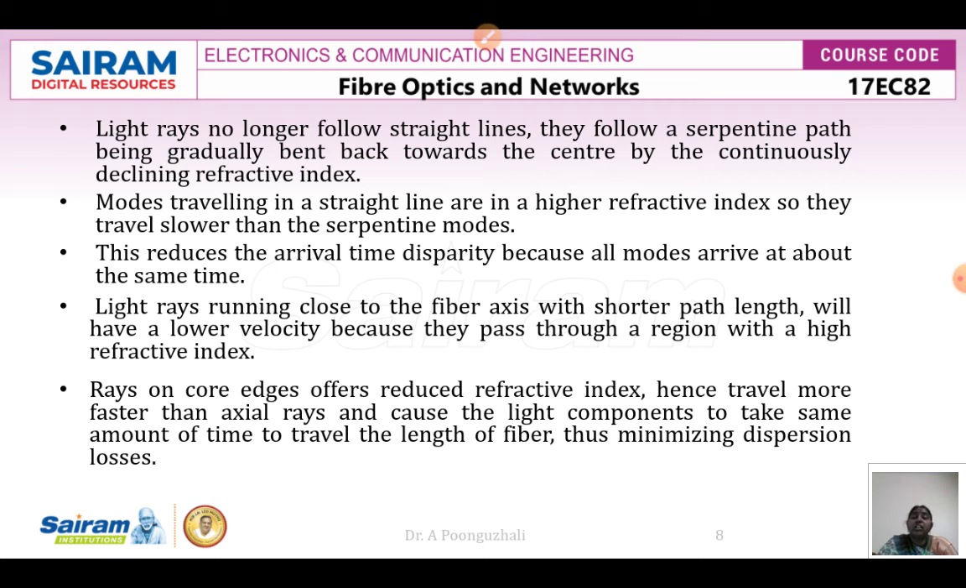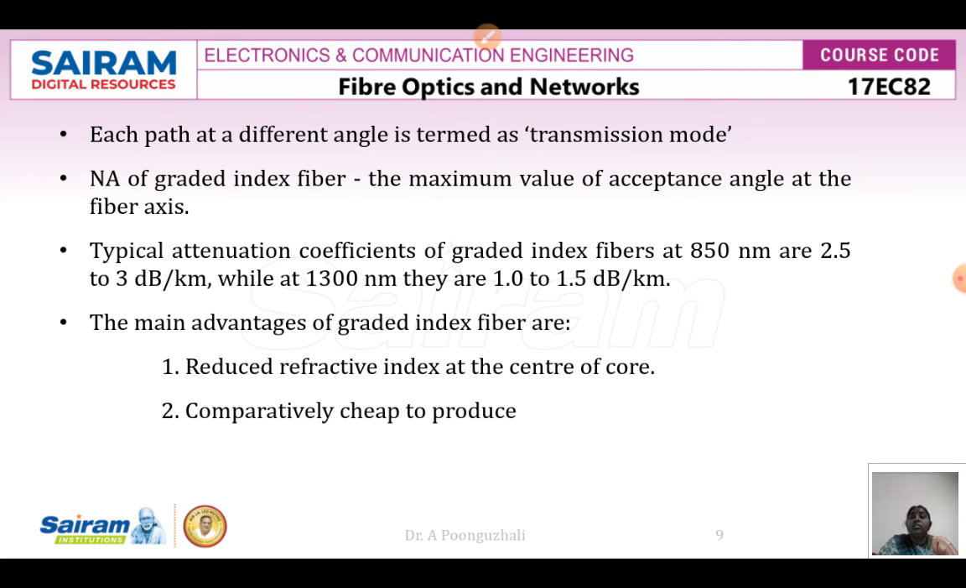So here the rays on the core edges are going to have a reduced refractive index, and they are going to travel faster than the axial rays. This is going to cause your light components to take the same amount of time to travel along the length of the fiber. So as a result, it is going to minimize the dispersion losses. Each path is going to take a different angle there. When each path takes a different angle, it is called a transmission mode. The numerical aperture of the graded index fiber is going to be the maximum value of the acceptance angle at the fiber axis.